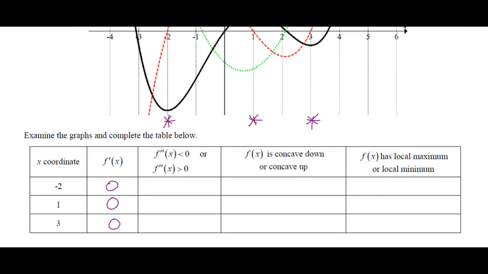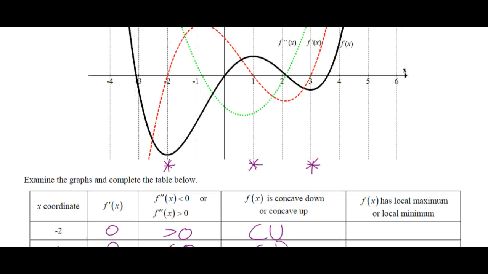So at -2, f double prime is greater than 0. At +1, f double prime is less than 0. And at +3, f double prime is greater than 0. Now, if f double prime of x is greater than 0, then is f of x concave up or concave down? Up. Okay, so CU. Greater than 0, up; less than 0, down.